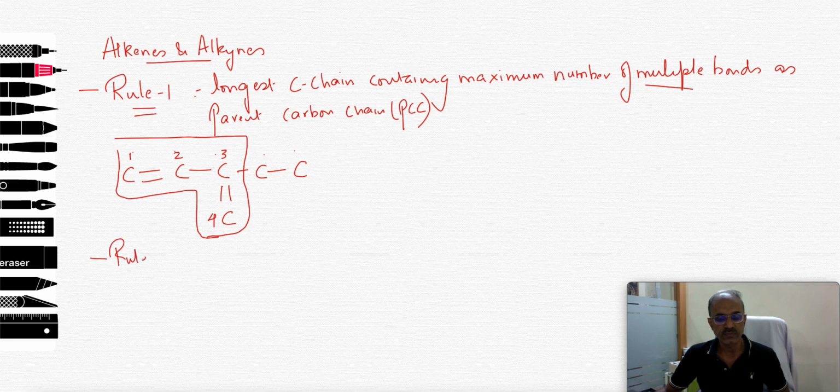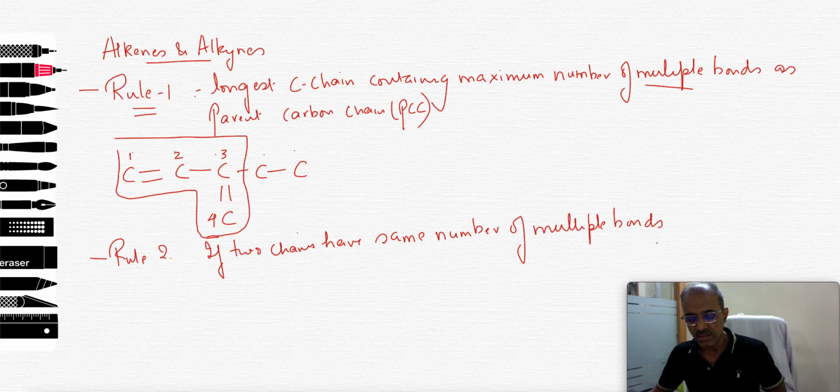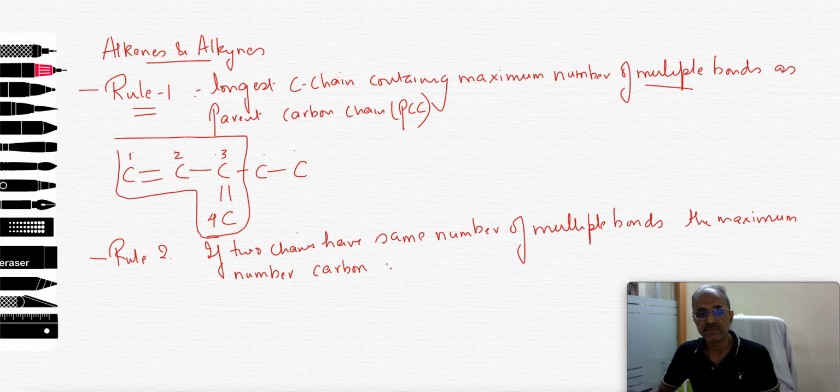Now what is rule 2? If two chains have the same number of multiple bonds, then check the maximum number of carbon atoms. The chain with the maximum number of carbon atoms is considered as the parent carbon chain.